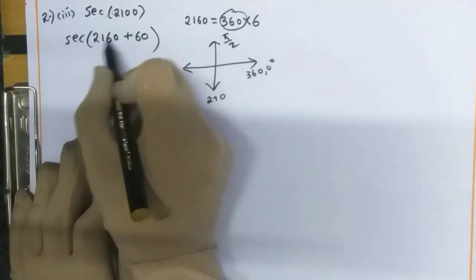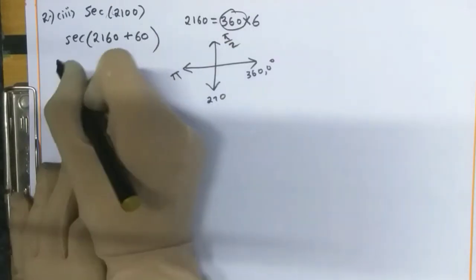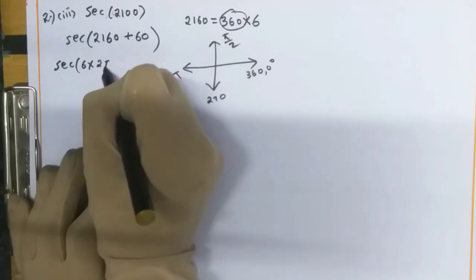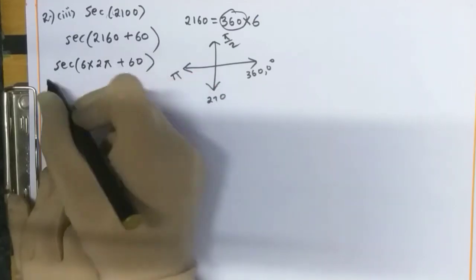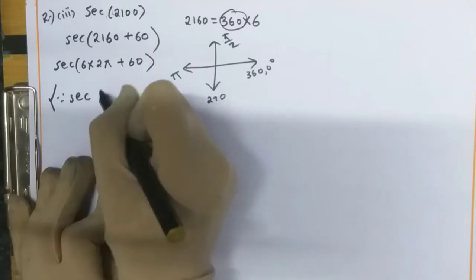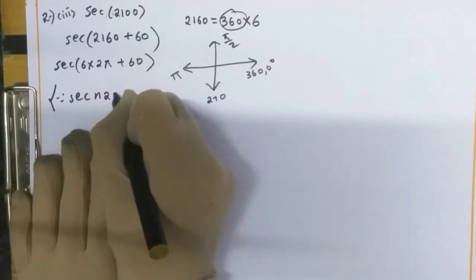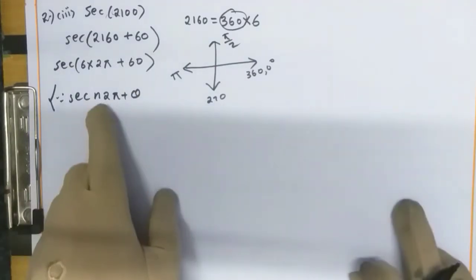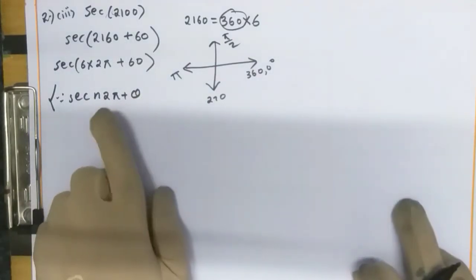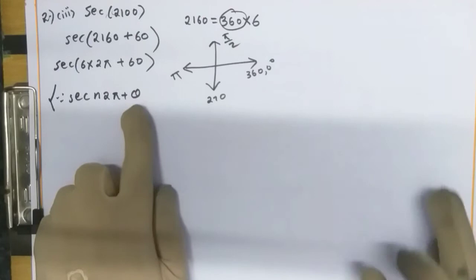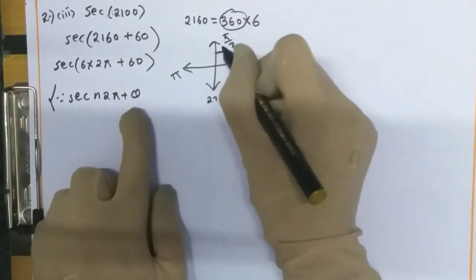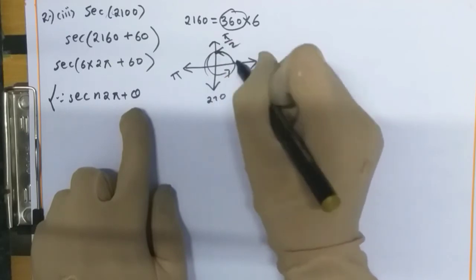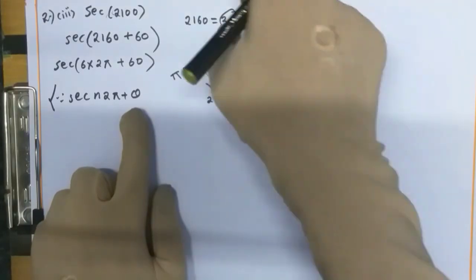So this 2160 can be written as 360 into 6. So I'll write it as secant 6 into 360 plus 60. 360 can be written as 2 pi. It is in the form of secant n into 2 pi plus theta. What is secant n into 2 pi plus theta? 2 pi plus theta means 360 plus theta. It will come like this in the anti-clockwise direction, and 360 plus theta means it is above 360, so it is in the first quadrant.